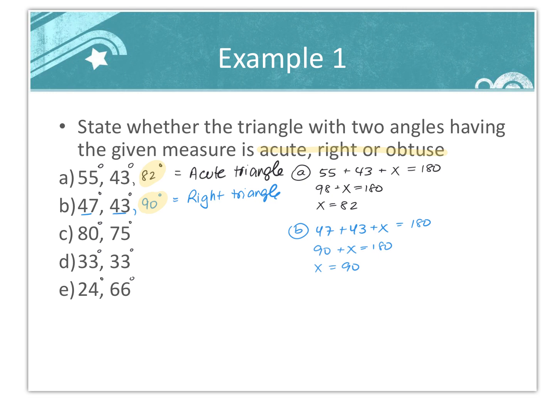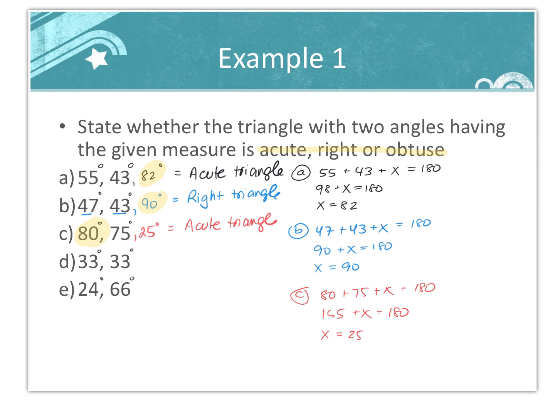Then I keep going to C. I have 80 plus 75 plus x equals 180. 155 plus x is 180, and when I subtract 155 from both sides, I get 25. So my third angle is 25 degrees. I'm going to identify the largest angle in the group, which is 80 degrees, and 80 is an acute angle. So this is an acute triangle.